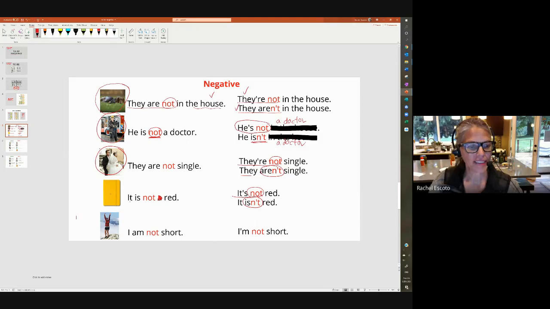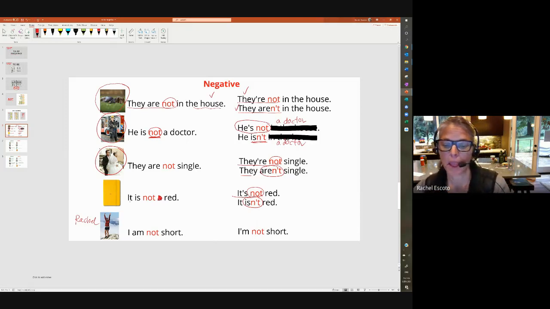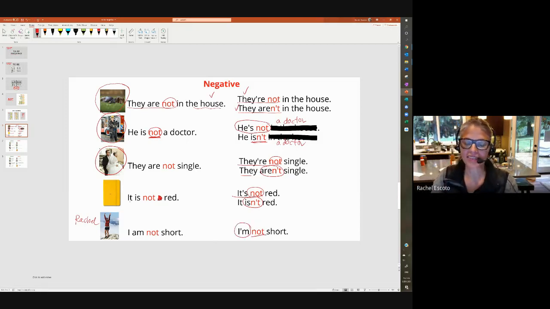And here's me, Teacher Rachel. Hello. And I said, I am not short. But I only have one contraction. I can only say I'm not. I cannot say I'm, right? I say I'm not short.